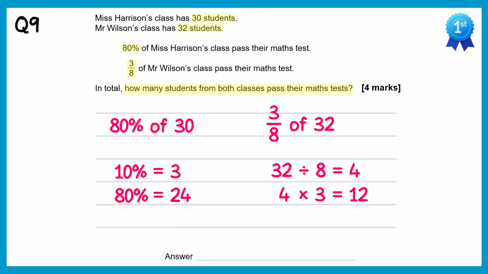So in Miss Harrison's class, there were 24 students passing the test, and in Mr. Wilson's class, there were 12. So if we take the 24 and 12, then add them together, we get the total number of students passing, which is 36, and that's the answer to the question.